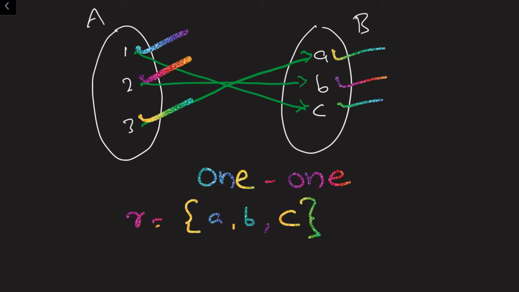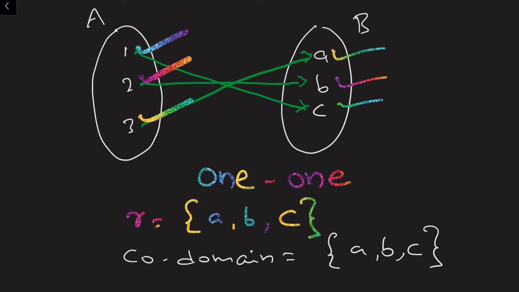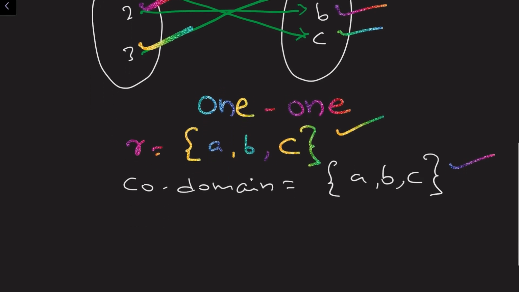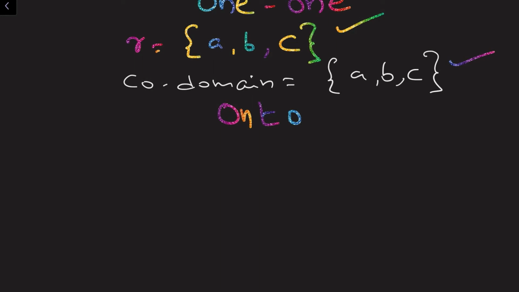And what about the codomain? Codomain is nothing but the total set B, that is a, b, c. Now if we observe this clearly, range as well as codomain are equal to each other. So that's why this function is also an onto function. This function is a one-one function as well as an onto function. So we can conclude that this function is a bijection.